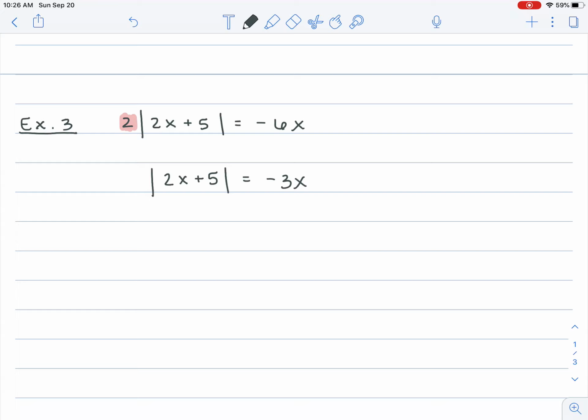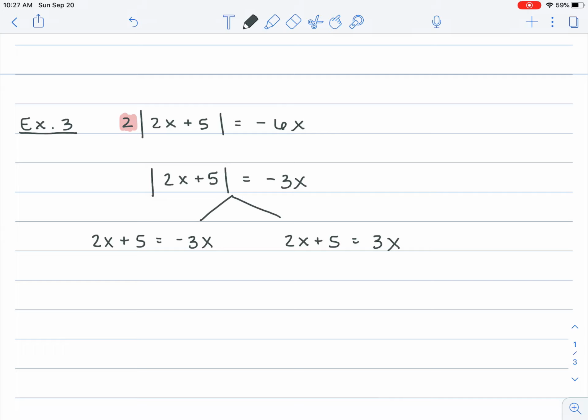So now that we have this, we're going to split it up into our 2 equations. The first one is going to be just what you see: 2x plus 5 equals negative 3x. The second one is 2x plus 5, and you're going to change the sign of the second side there, so it'd be positive 3x. And what we're going to do is we're going to solve.